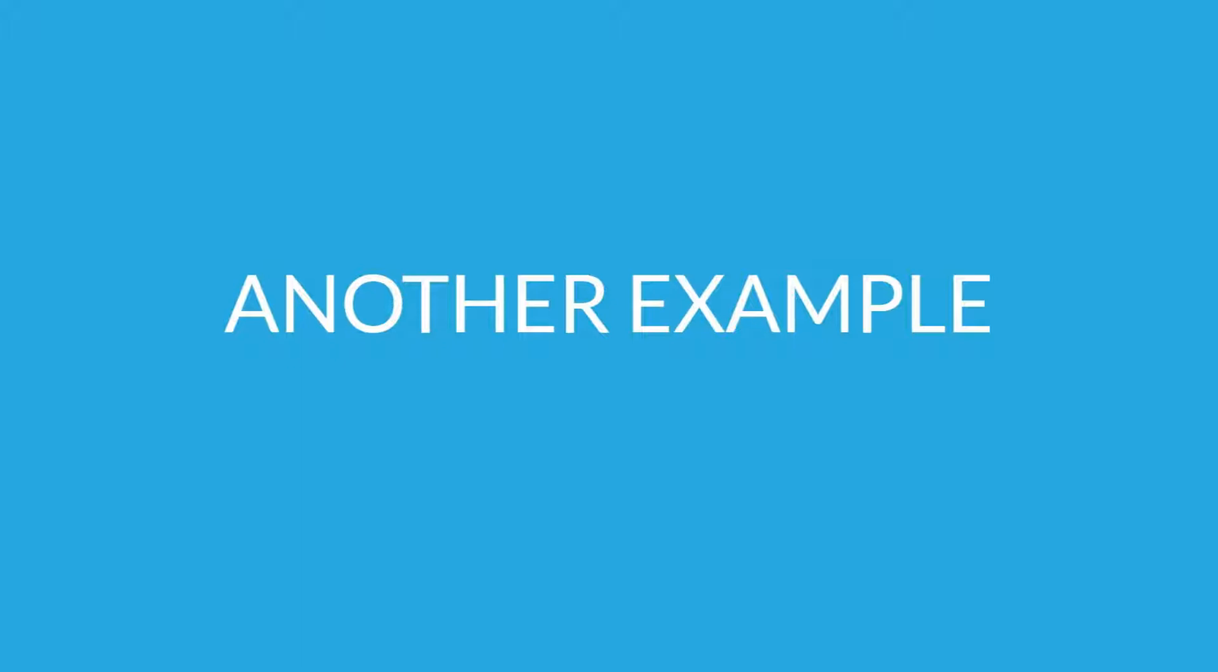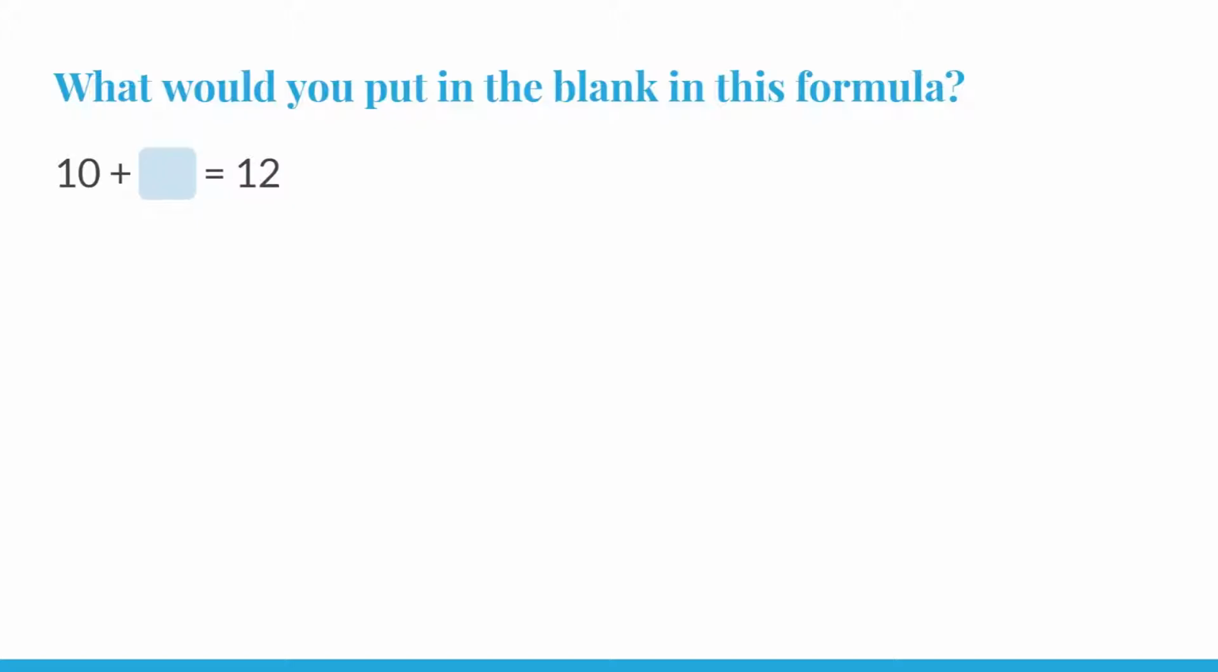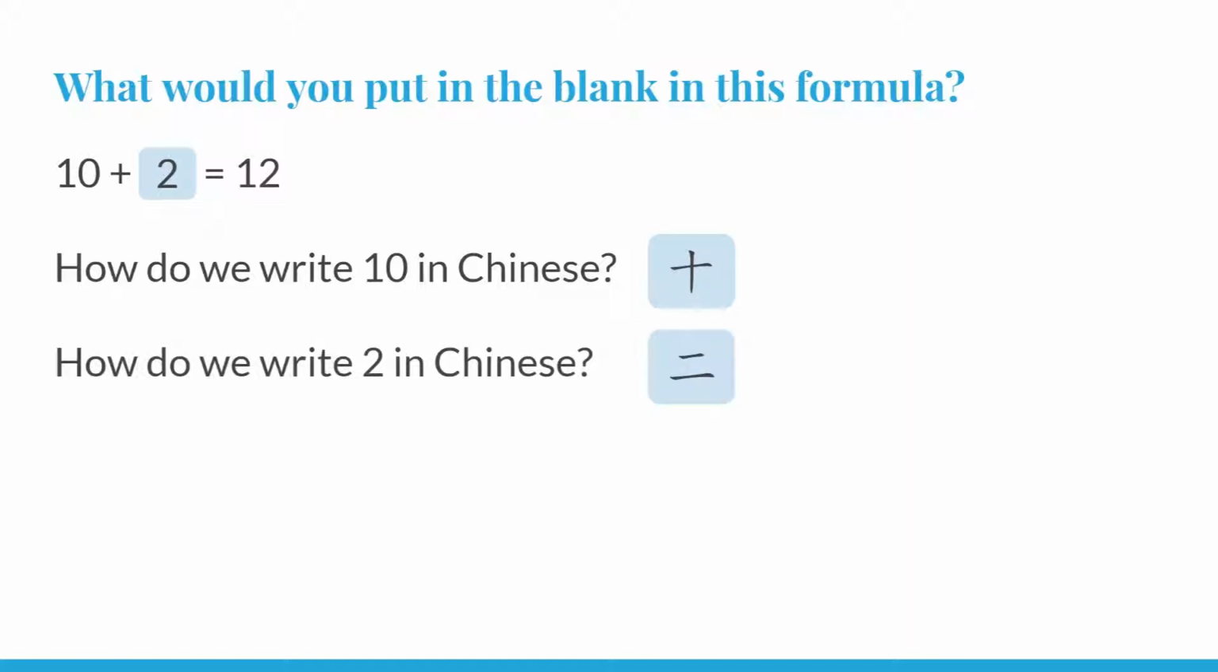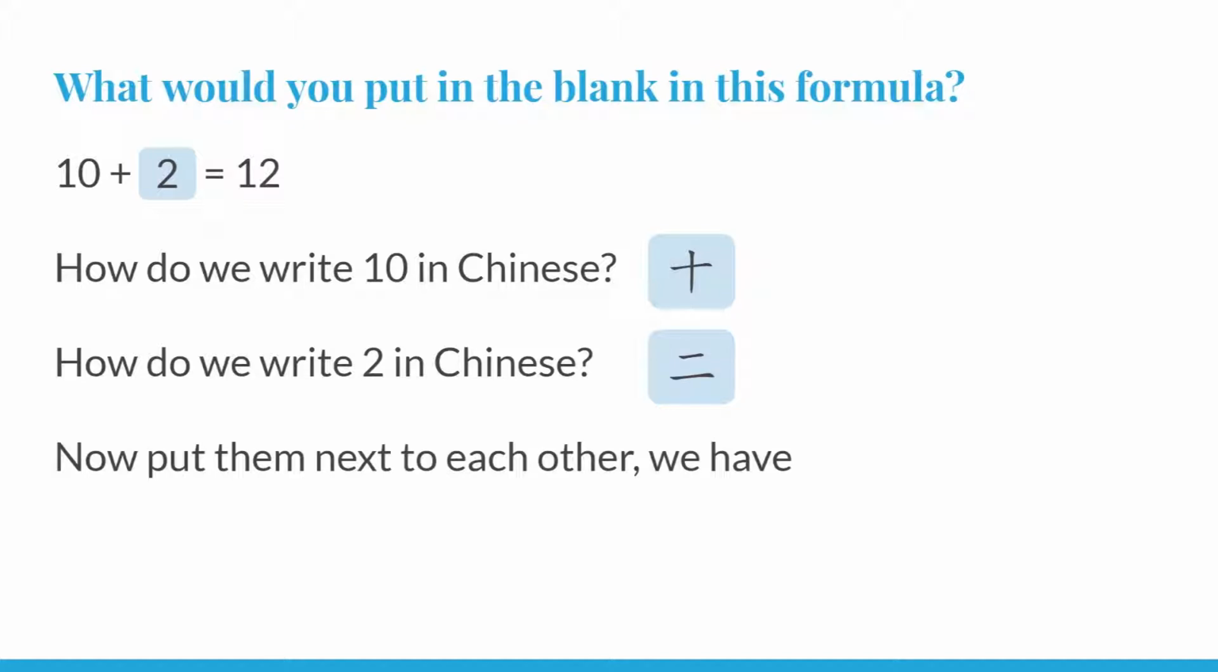What would you put in the following formula? 10 plus what equals 12? Yep, 2. How do we write 10 in Chinese? How do we write 2 in Chinese? Now, how do we write 12 in Chinese? We just need to put them next to each other. So we have 十二, 十二.